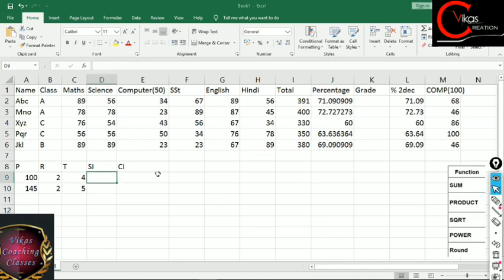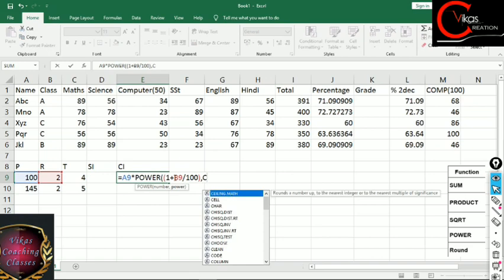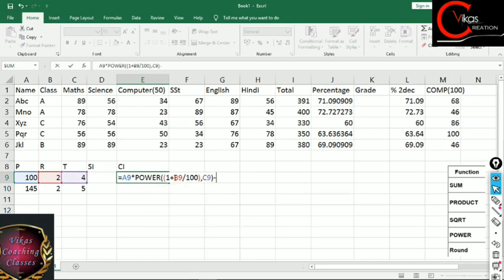We can write simply, as I am writing, equals to, well, our P is written in A8, multiplied by, then because we have to calculate power, we will write POWER, open the bracket. Now the first term inside the bracket that I am going to write is 1 plus R, that is in B9, sorry, this was also A9. So I wrote B9 upon 100, close bracket, put a comma, and here in place of n we have to write t, that is in cell C9. So we have written C9, closed the bracket, and then minus A9 again.